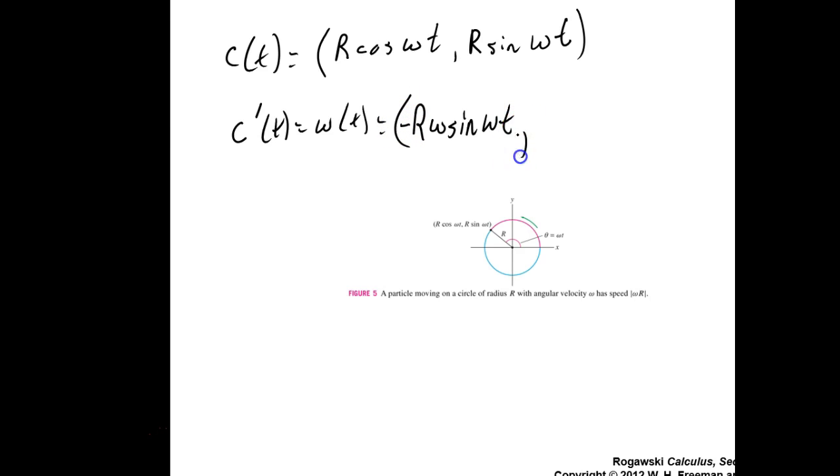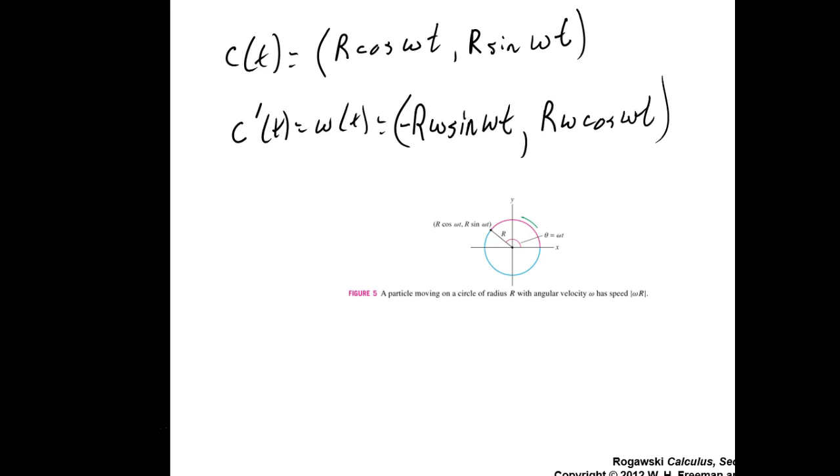but then the derivative of cosine is negative sine, okay? And then for the y coordinate, that would be r omega cosine omega t. Okay, very good. That would be your velocity. And this happens to be a vector, okay?